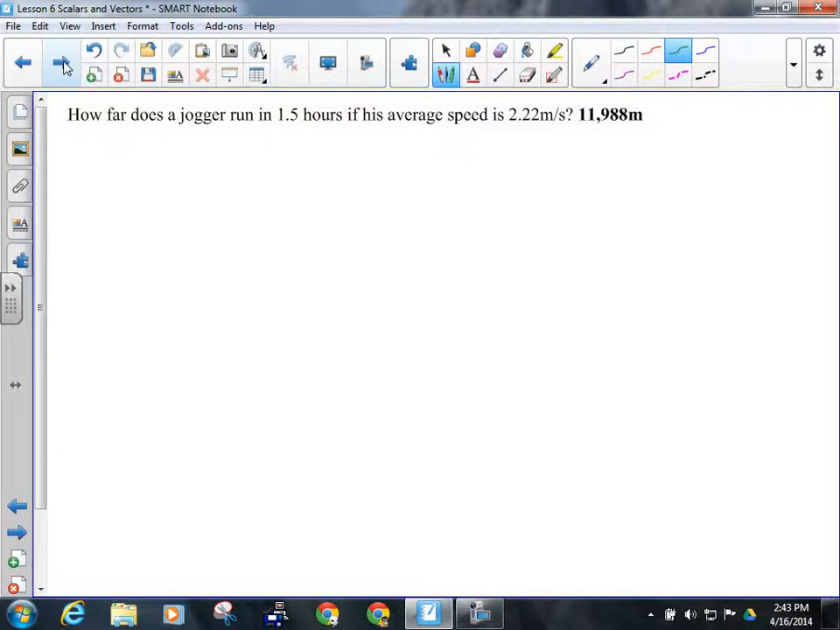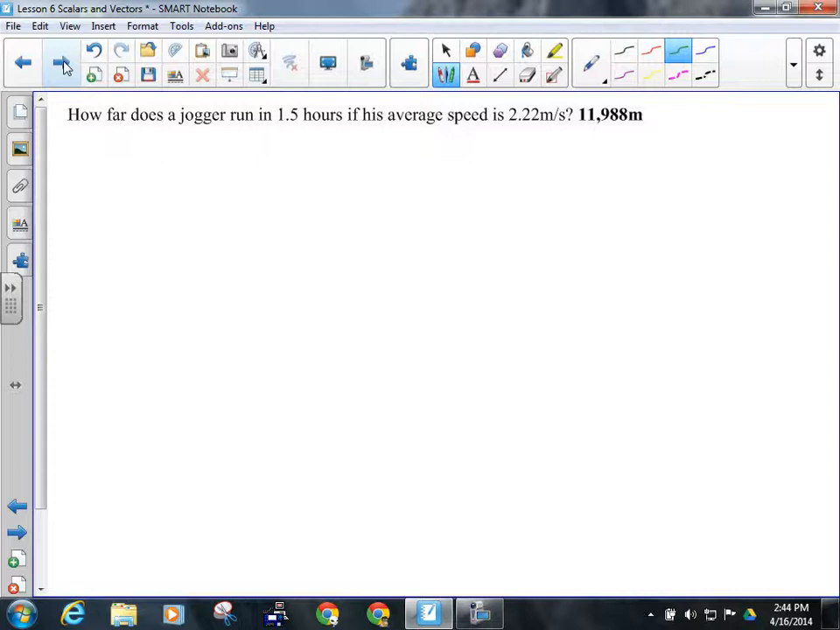Right. Hours and seconds both measure time, but they're not the same units. So I can't divide them. It's like dividing apples and oranges. I don't know what I get then. An apple orange or something, but it doesn't work. So I need to make sure that my units all match. If I've got meters per second here, I should make sure that my time is also in seconds. How do I convert hours to seconds?